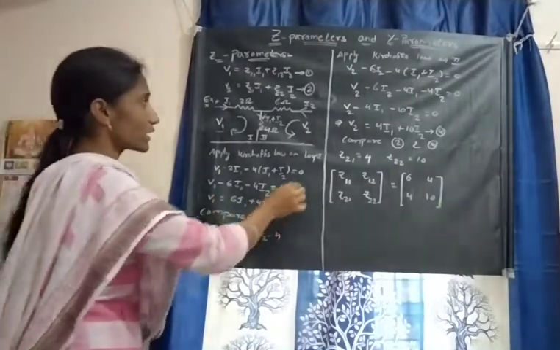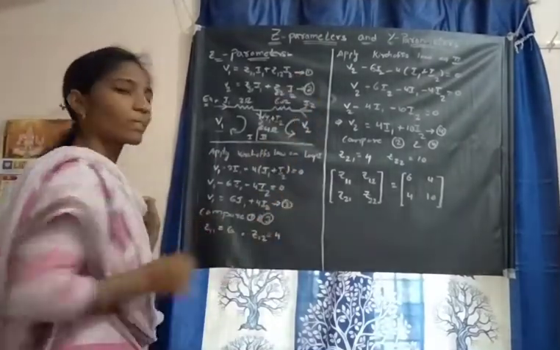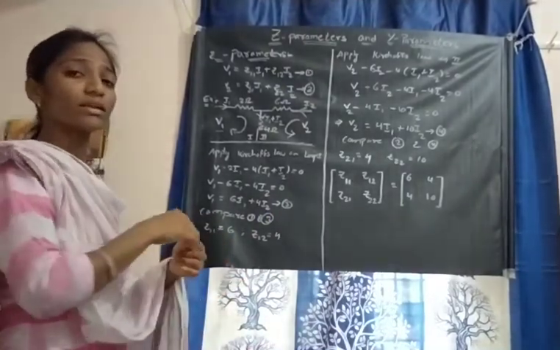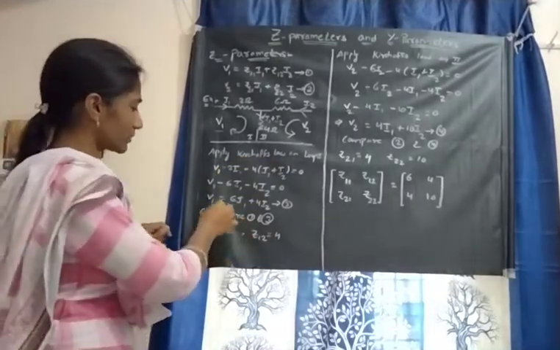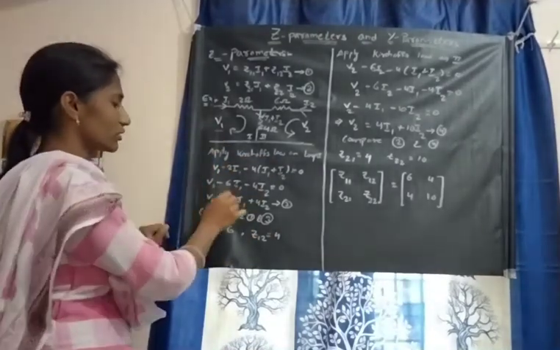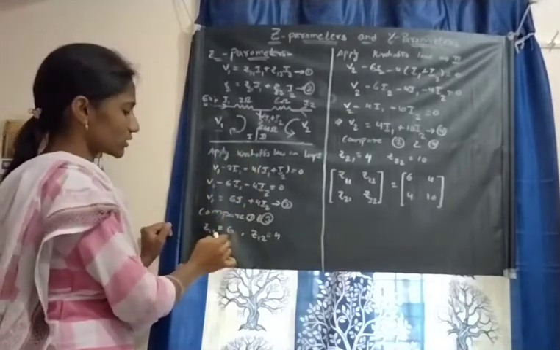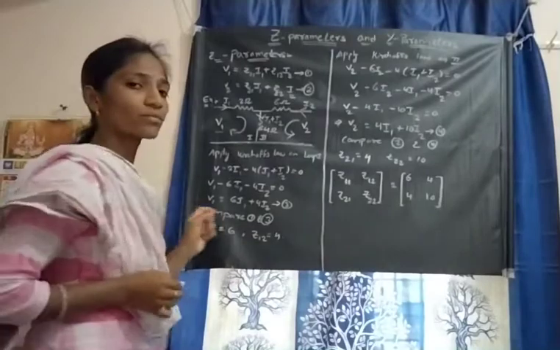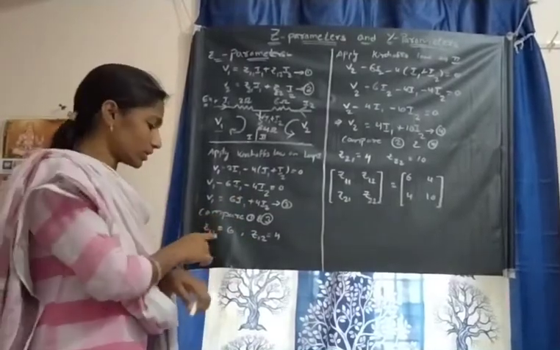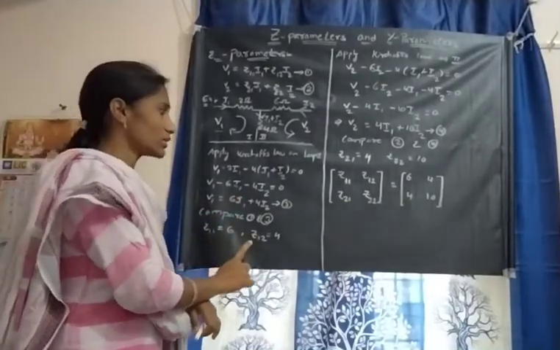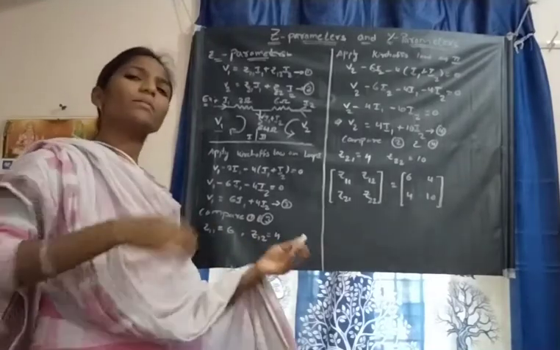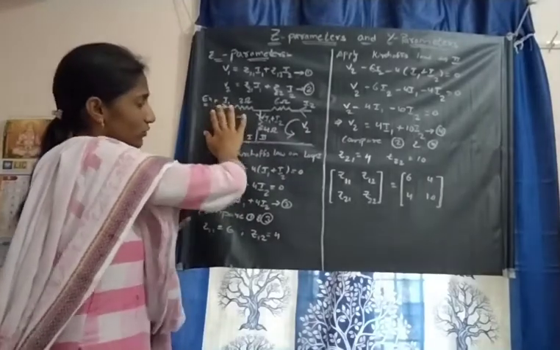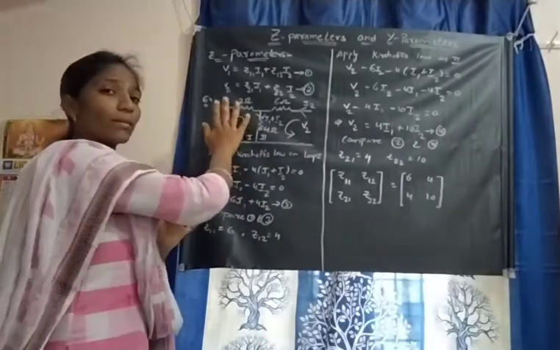Then compare equations 1 and 3. If we compare equations 1 and 3, V1 is as usual, then Z11 is equal to 6 and Z12 is equal to 4. So from equation 1 we got the Z11 value and Z12 value. Then the same kind of theory should be applied on loop 2. Here we applied Kirchhoff's law only to loop 1.